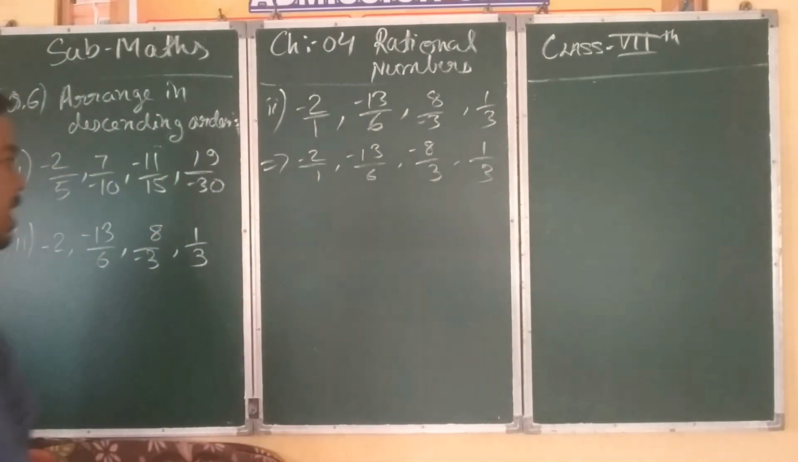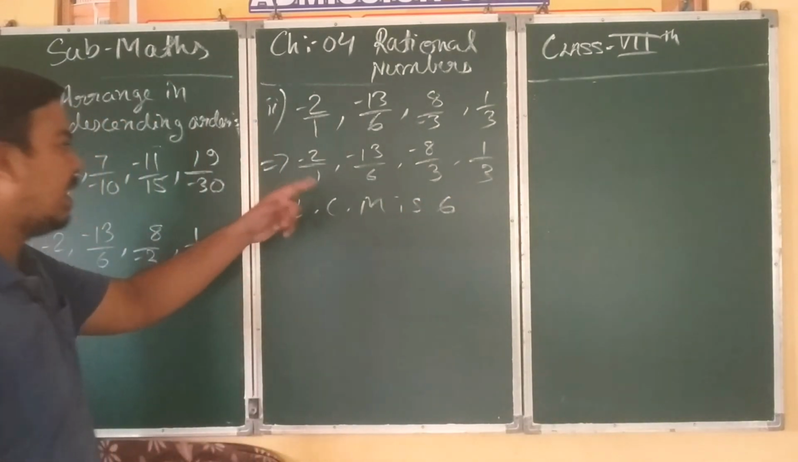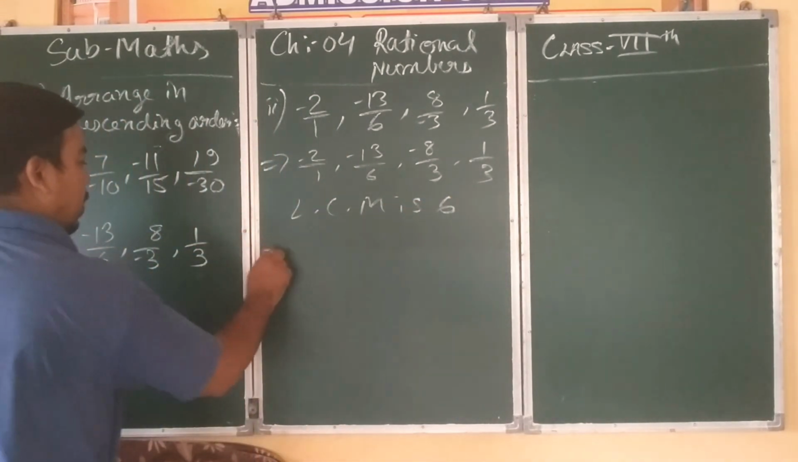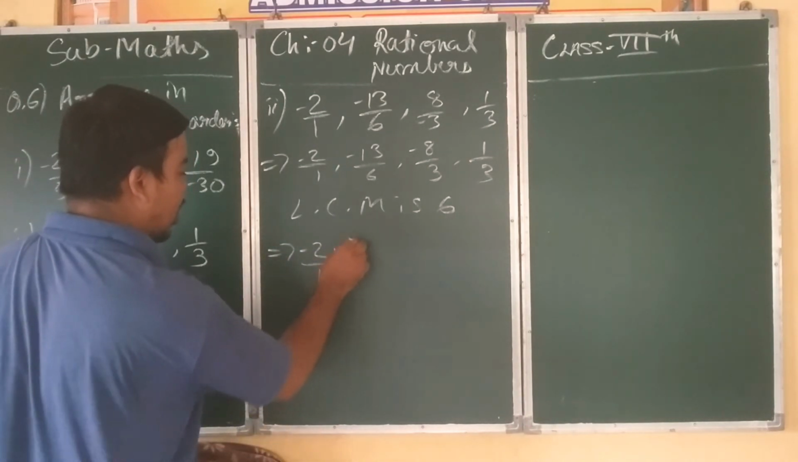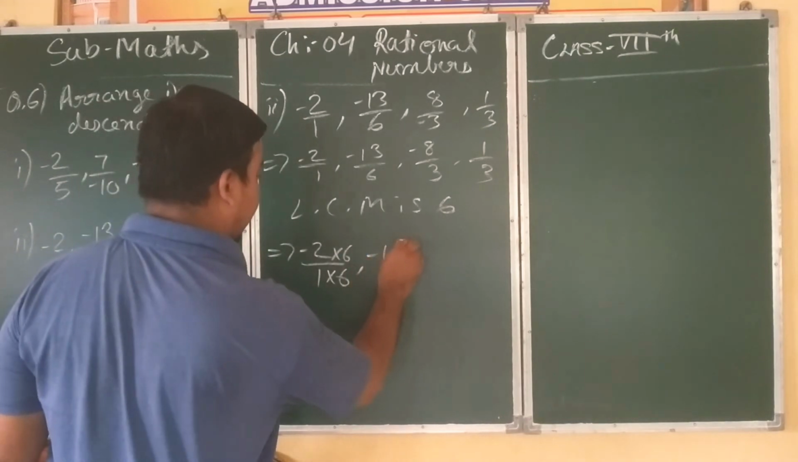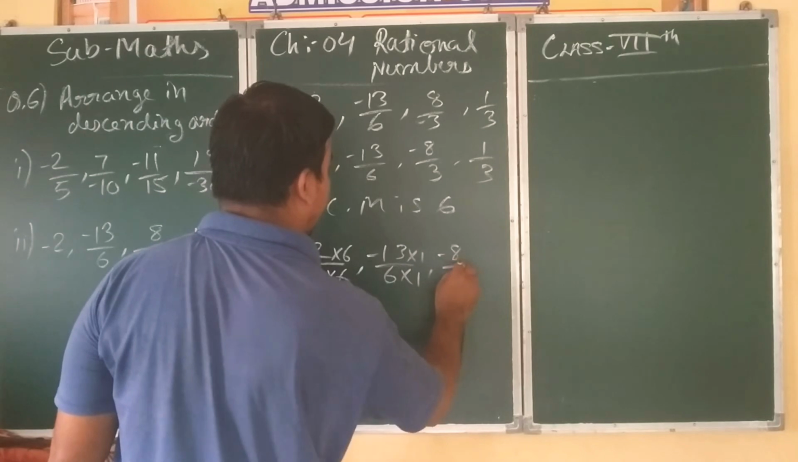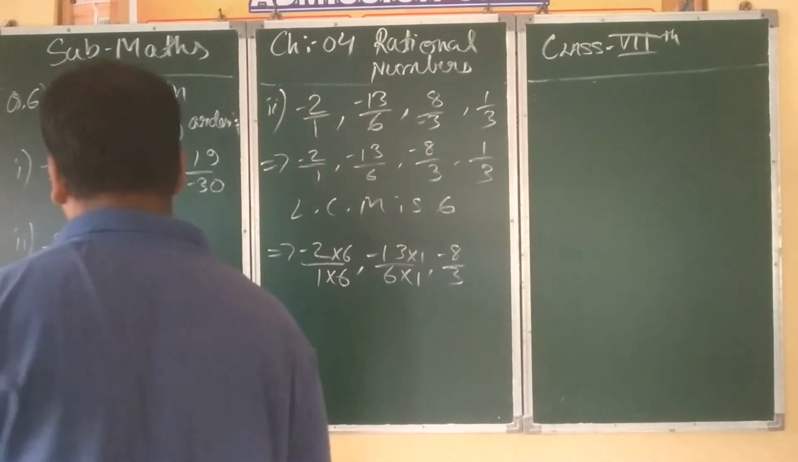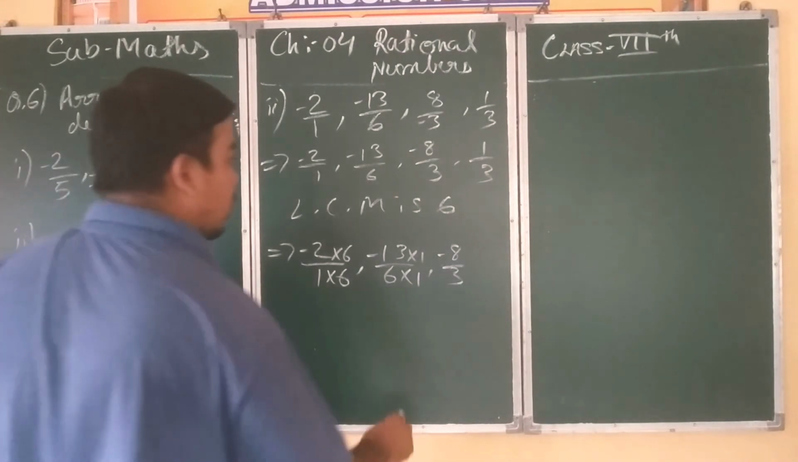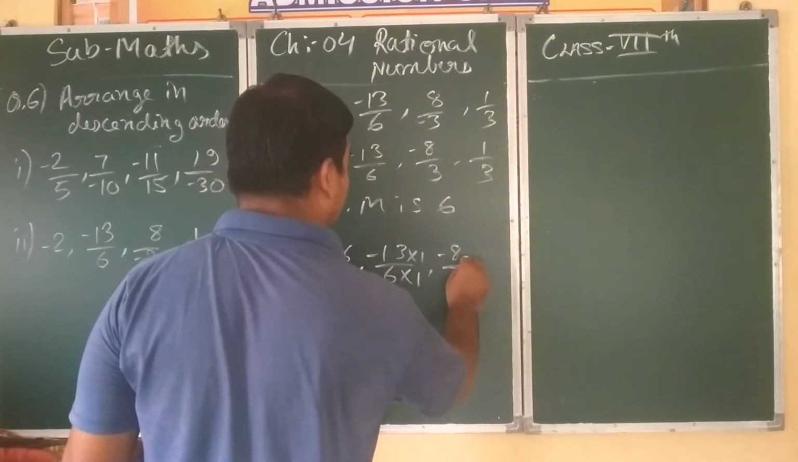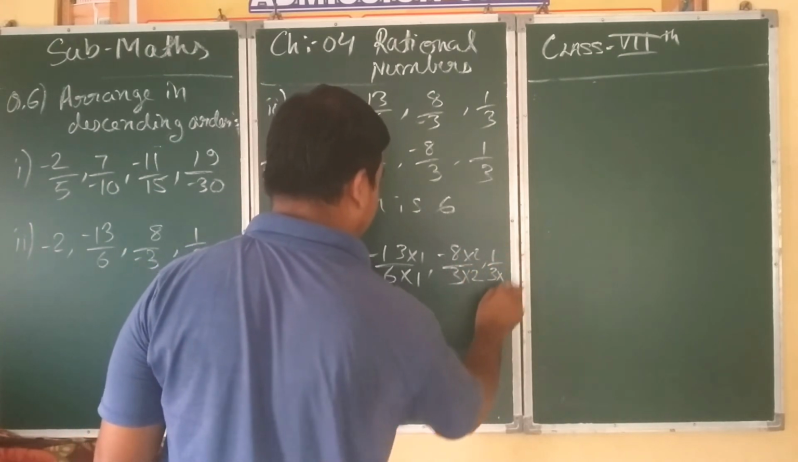So LCM is 6. 1, 6, 3, 3, LCM is 6. So minus 2 by 1 is multiplied, both numerator and denominator, by 6. Minus 13 by 6 is multiplied by 1. Minus 8 by 3, question is 3 is multiplied by 2. And it is 1 by 3, it is 2.